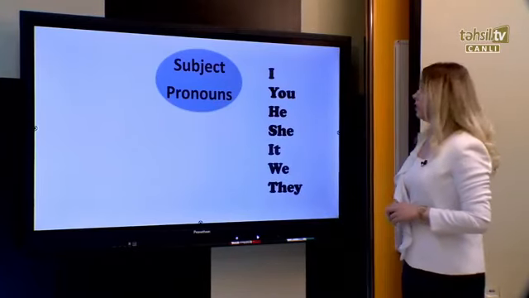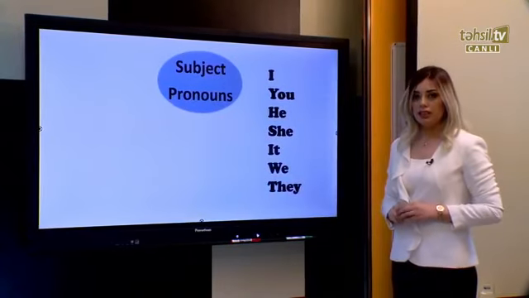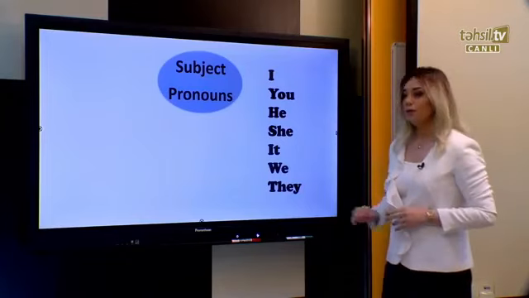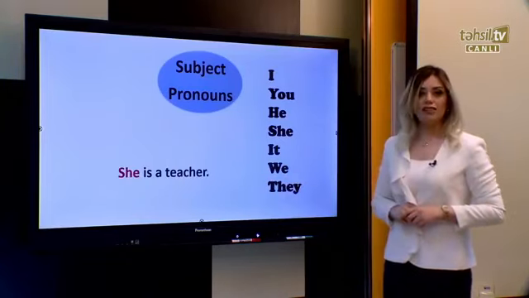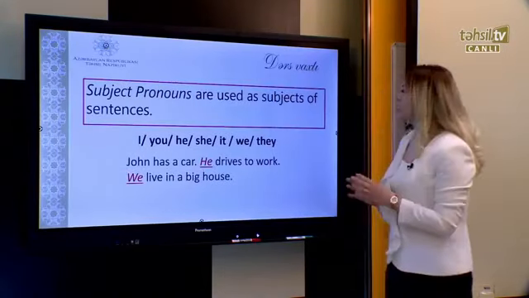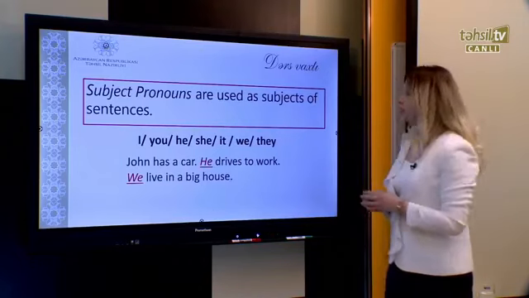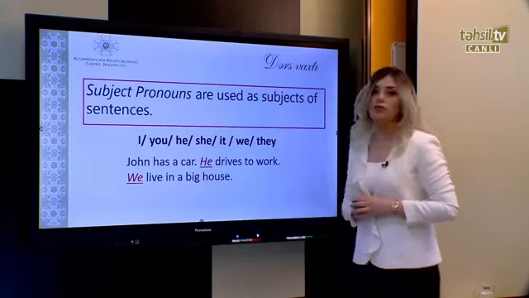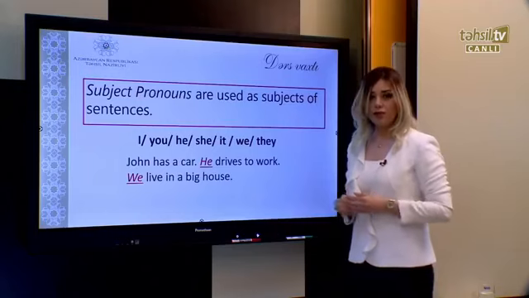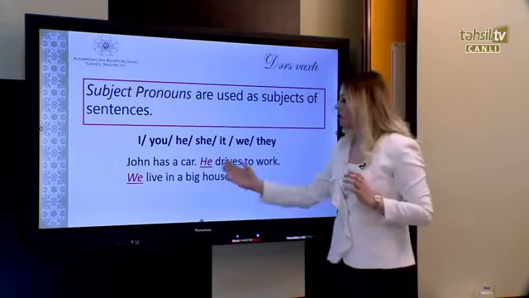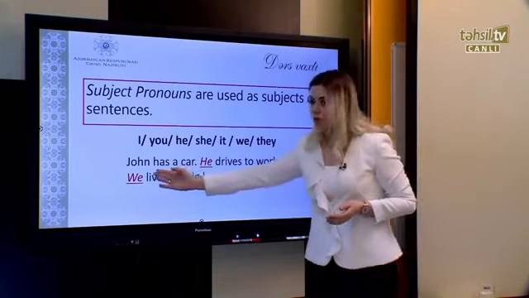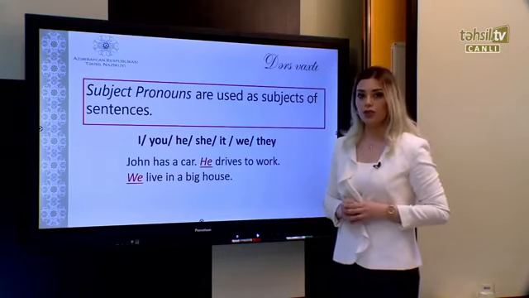They are I, you, he, she, it, and plural ones, we, they. Let's see one example. She is a teacher. Subject pronouns are used as subjects of the sentences. For example, John has a car, he drives to work. Here, he is a subject pronoun and it functions as the subject of the sentence. Another example, we live in a big house. Who lives? We. So this is the subject of the sentence and we use the subject pronoun here.